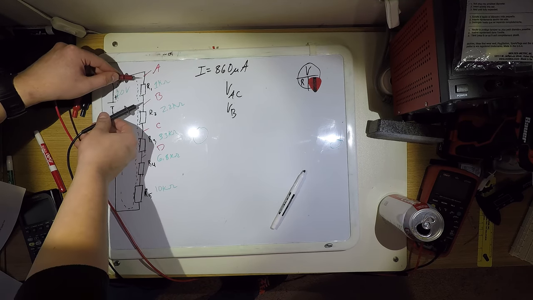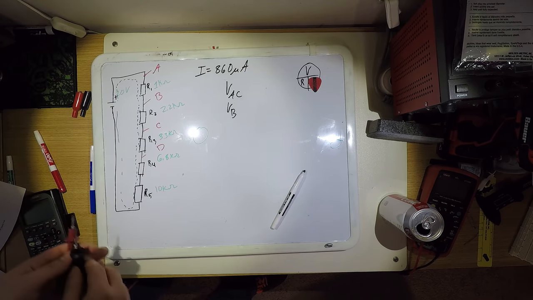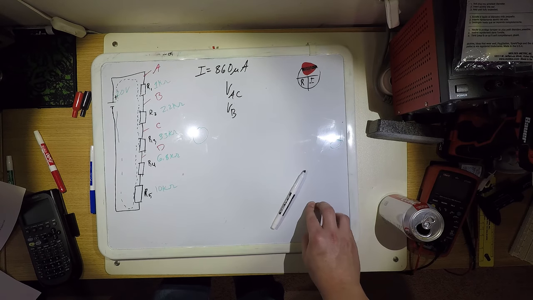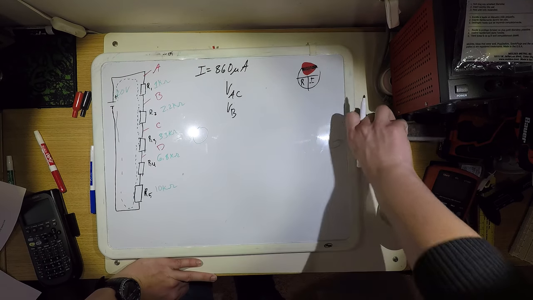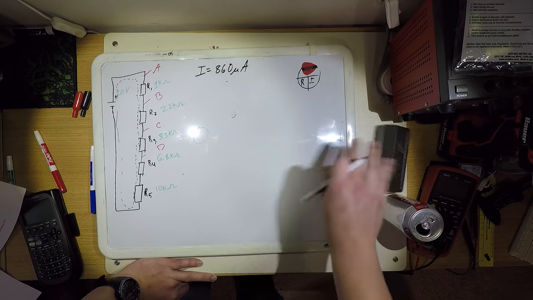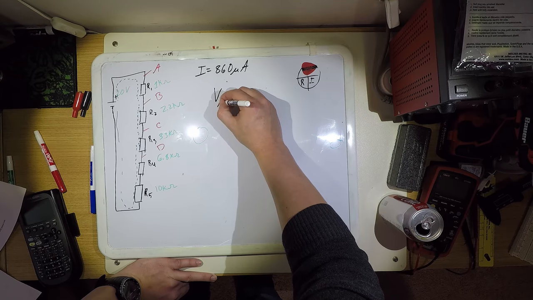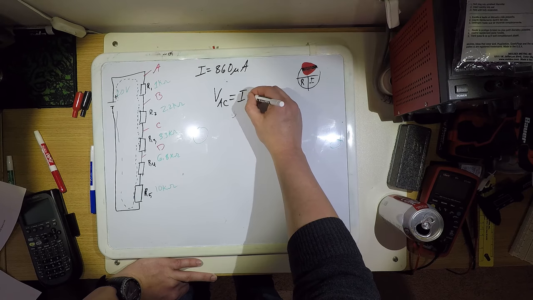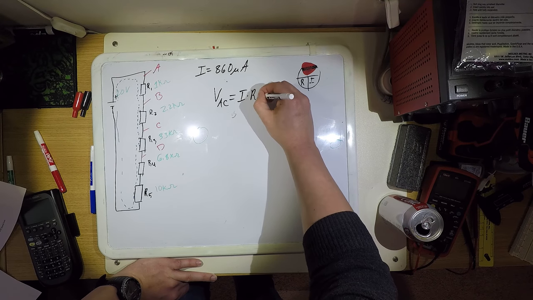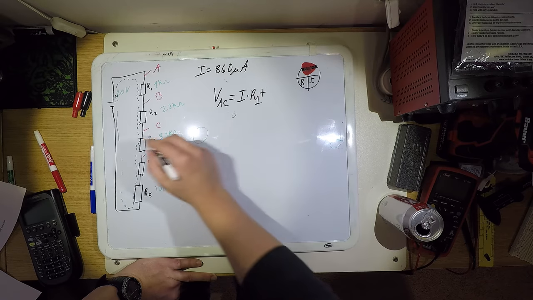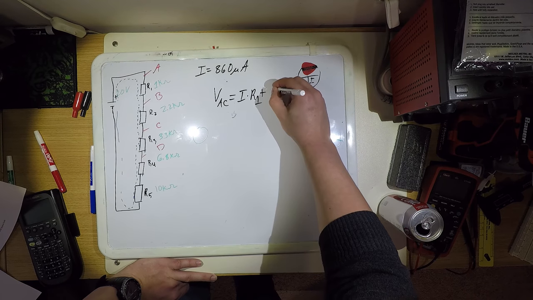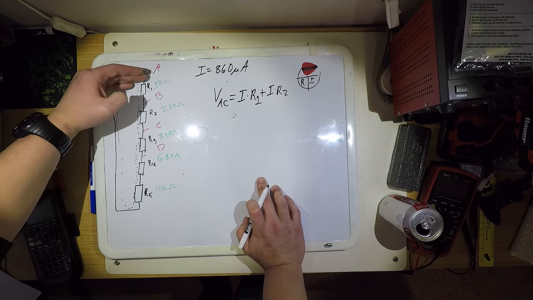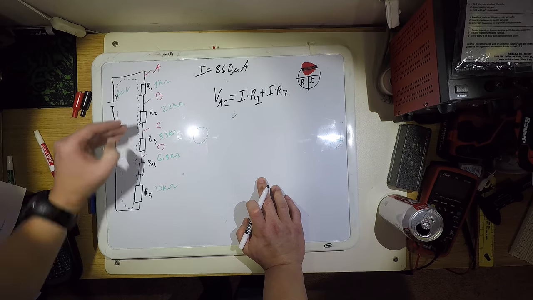I am measuring the voltage drop of this resistor and the voltage drop of this resistor. And what is voltage? Voltage is I times R. So VAC is equal to our current I times R1 plus I times R2. So it would be the voltage of this resistor and of this resistor.